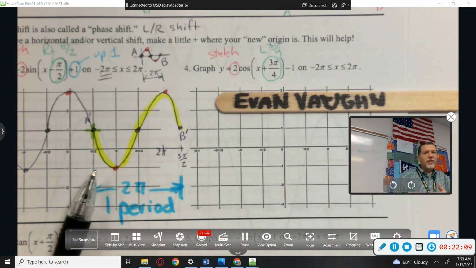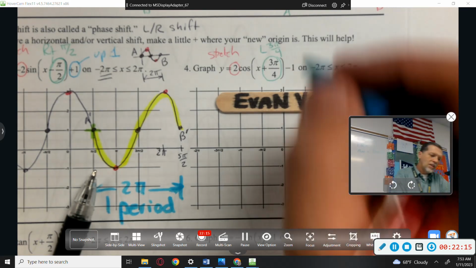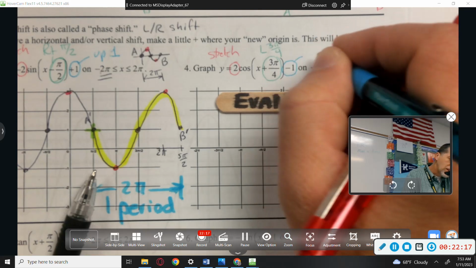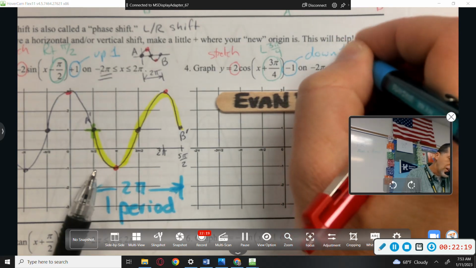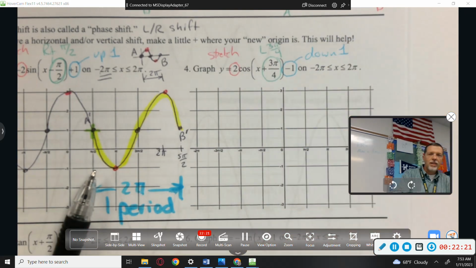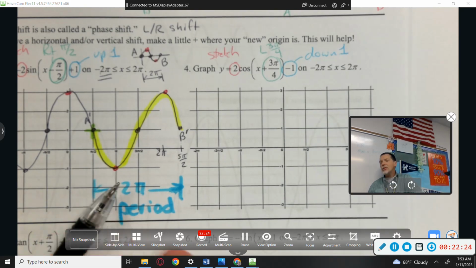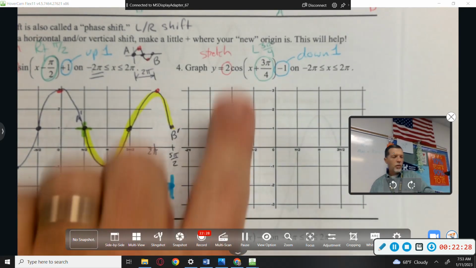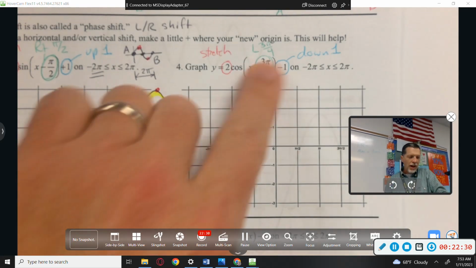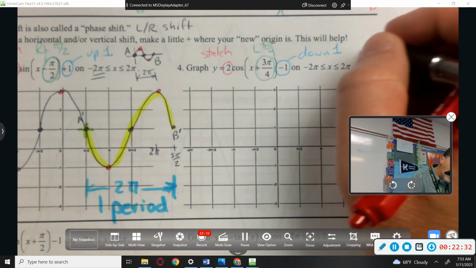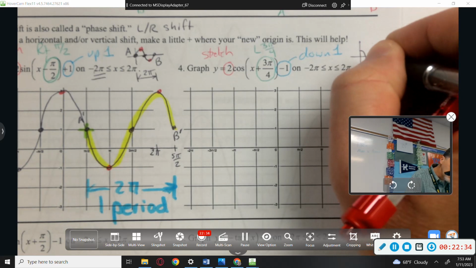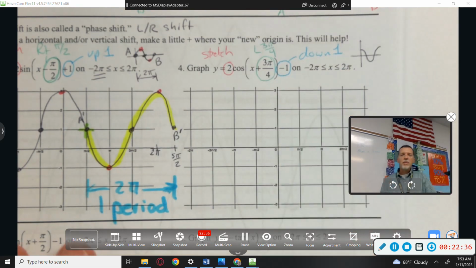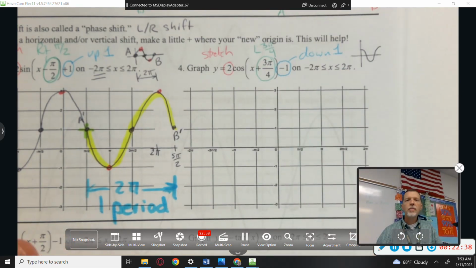Again, these are things that we kind of already knew. We haven't graphed sines and cosines, but you guys are really good with translations. Evan, how about the minus 1? Down 1. Okay, good. Again, I'm not worried about the translation part. I know you know how to do that. Now it's, can we apply all of those things to our cosine graph? I'm going to do my little baby picture there so I know what I'm looking at.